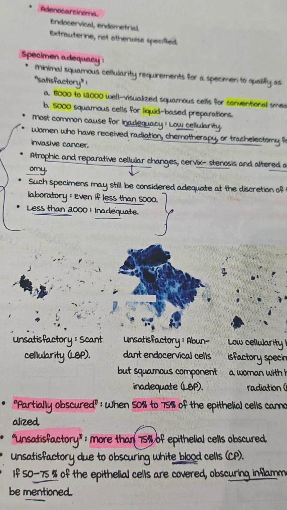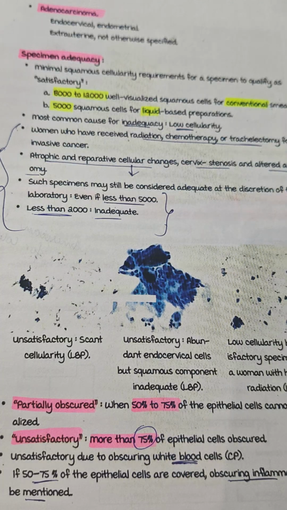Now we have to tell about the specimen adequacy. So till now we have discussed specimen type, satisfactory specimen, and classification of a specimen, and then specimen adequacy. Minimal squamous cellularity requirement for a specimen to classify as satisfactory is, in a conventional smear, that is Pap smear, 8,000 to 12,000 well visualized squamous cells are present, and on liquid based cytology preparation, at least 5,000 squamous cells are present. Most common cause of inadequacy is low cellularity.